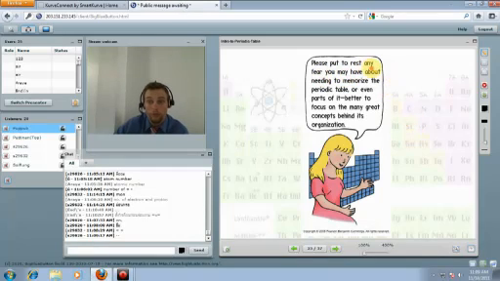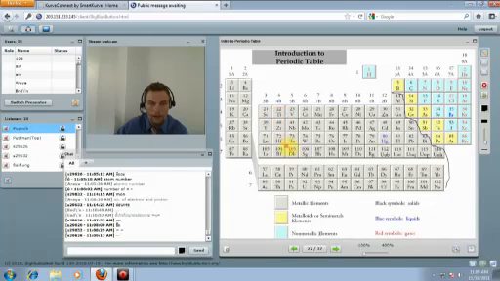It says, please put to rest any fear you may have about needing to memorize the periodic table or even parts of it. Better to focus on the many great concepts behind how it's organized. So no one's going to give you a blank piece of paper and make you write this down. No one's going to say draw the periodic table. There's no use in that.